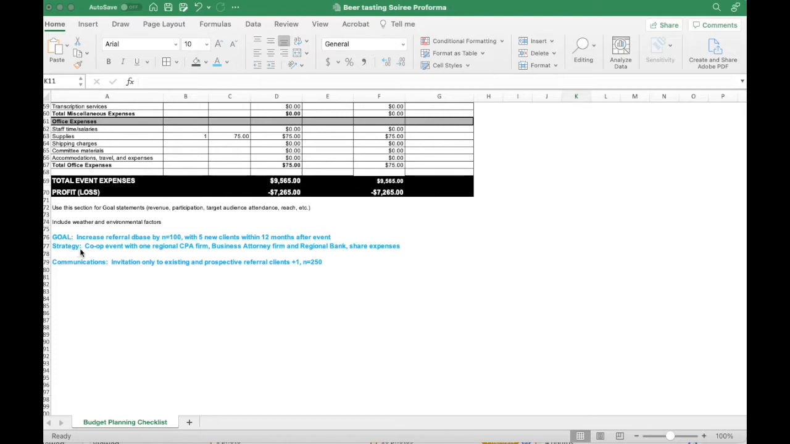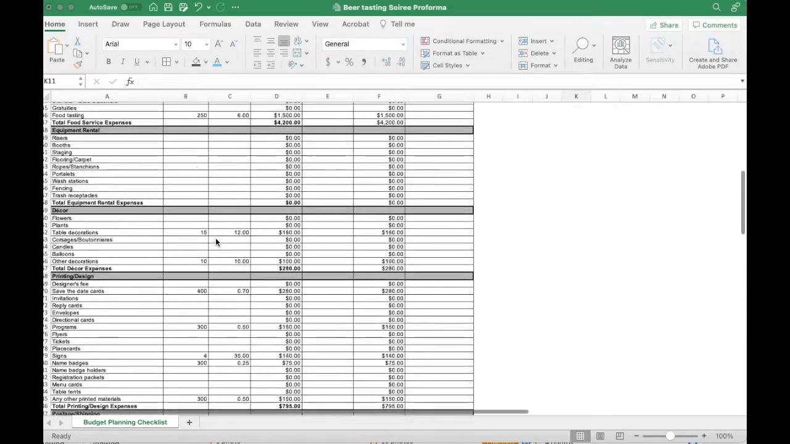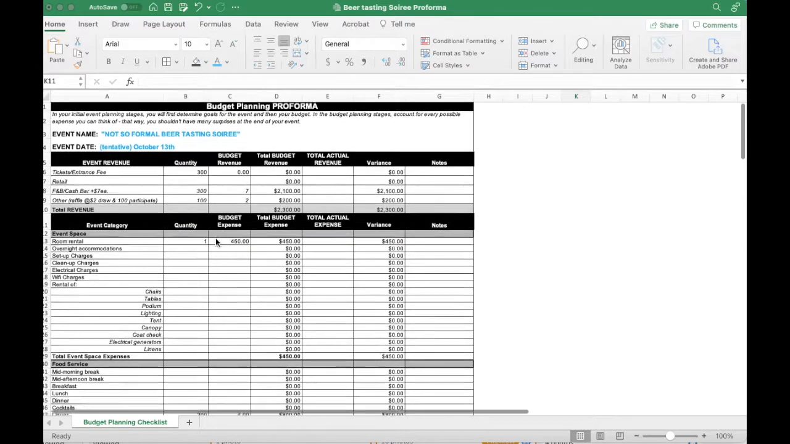The strategy that I'm deploying with this is I'm going to co-op the event, meaning I'm going to share expenses, in this case with one regional CPA firm, a business attorney firm, and a regional bank. The communications: this is an invitation only to existing and prospective referral clients, plus their one, and I'm looking at around 250 people in total attending this event, plus or minus. Now let's go back up at the top.